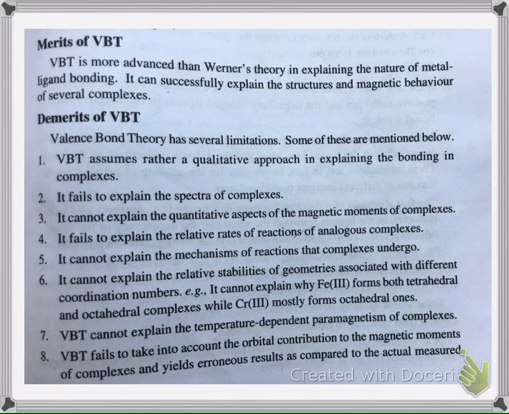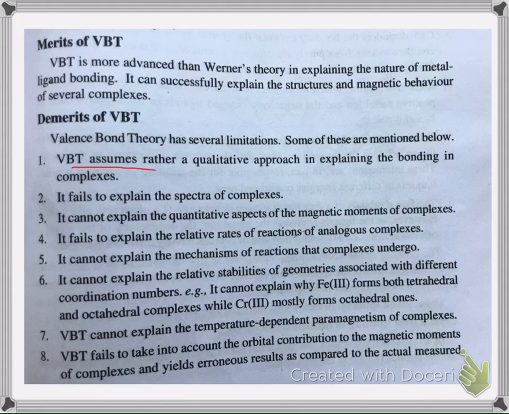So we are coming to the end of the valence bond theory. Now we have to see what are the merits and demerits of this theory. Merits: valence bond theory is more advanced than Werner's theory in explaining the concept of bonding and nature of bonding, and it is able to explain successfully the structure and magnetic properties to some extent. Then demerits of valence bond theory. Even if it has some merits, a large number of demerits have been reported.